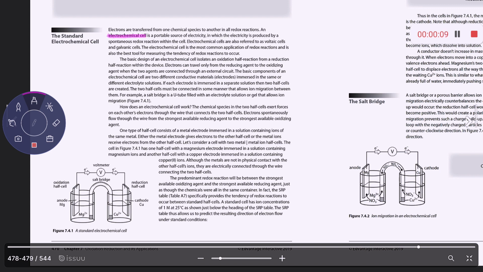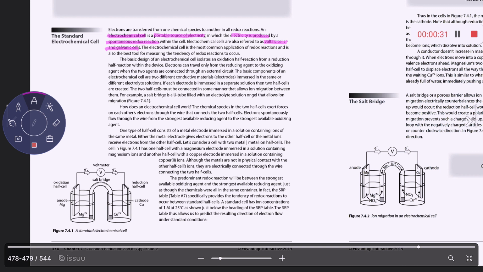So electrochemical cells are portable sources of electricity, and the electricity is produced from a spontaneous redox reaction. They call electrochemical cells voltaic cells and galvanic cells. Okay, it's the most common application of a redox reaction.